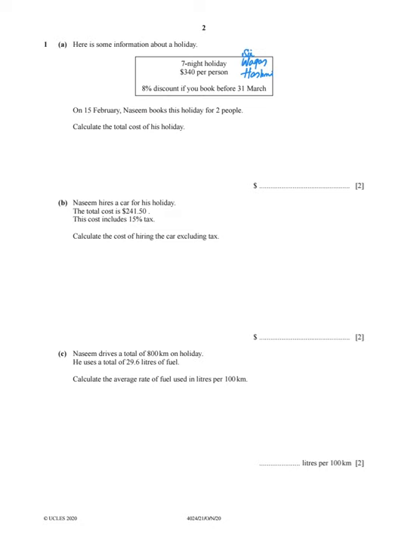discount. So there are 2 persons, so I will multiply 340 by 2. That will be equal to $680 for 2 persons. And now he is getting 8% discount. So if the original percentage is 100%, he is getting a discount of 8%. That means the remaining amount is 92%, that is equal to 0.92. So I need to multiply 680 by 0.92. So that is equal to $625.6. That is the first part answer.